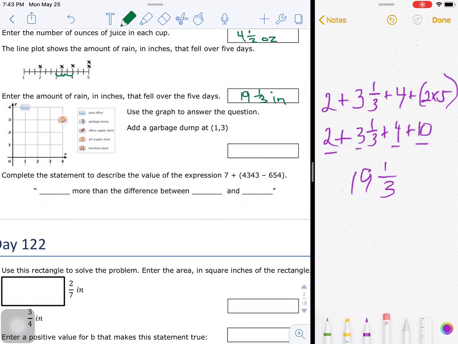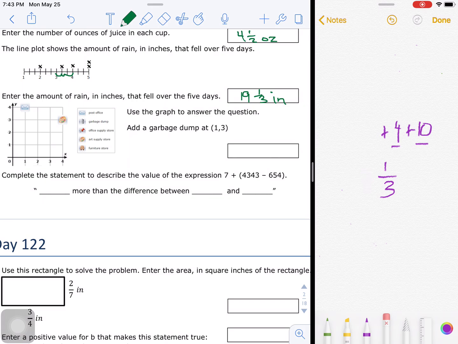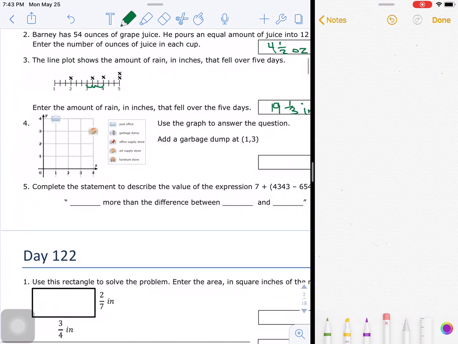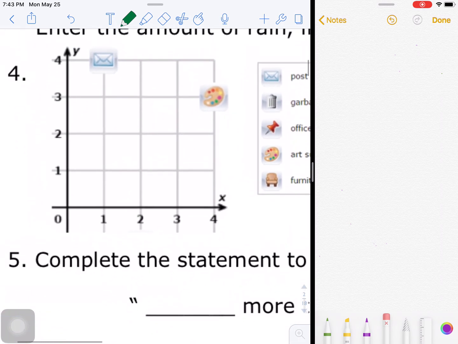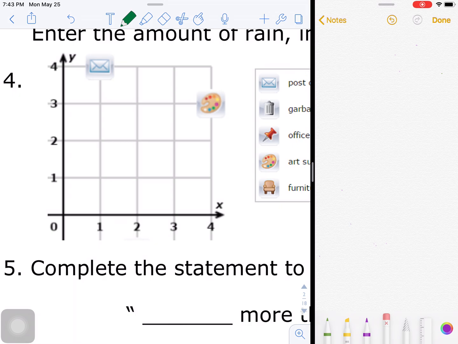Problem number 4. Use the graph to answer the question. Add a garbage dump at the point (1, 3). Well, that's simple enough. We'll just go to our grid here. We start at the origin. We go over 1 and up 3. And that's where my garbage dump goes.